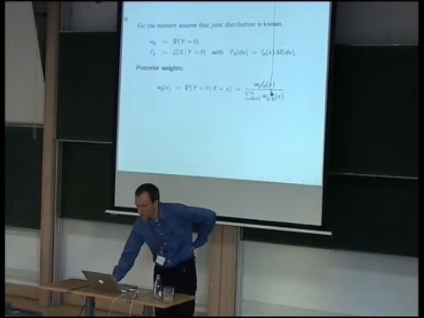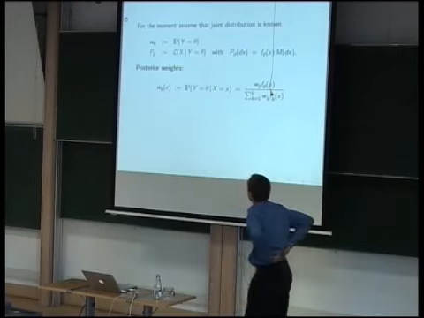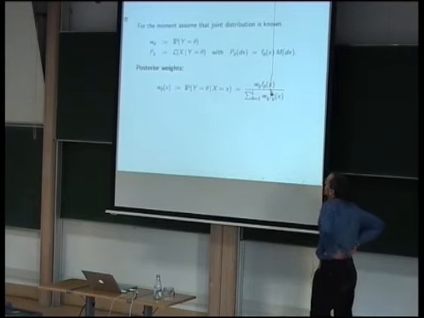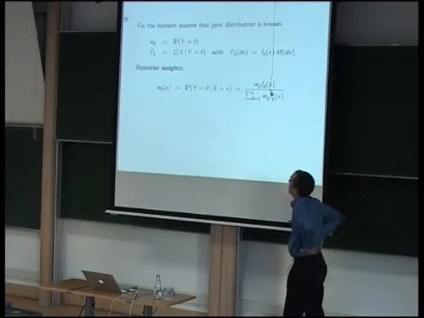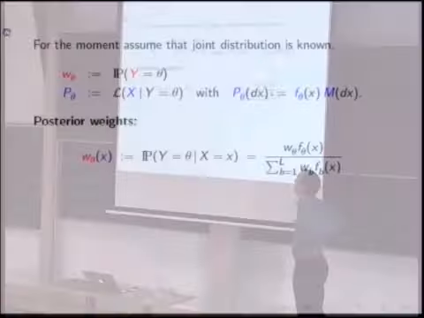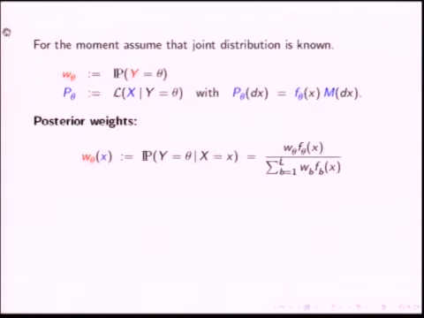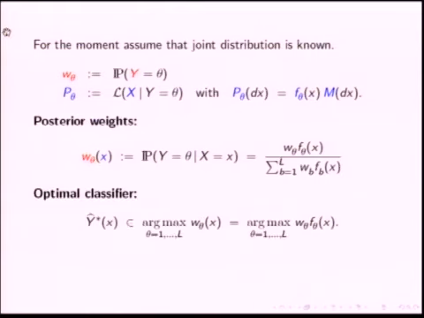Then, of course, you can compute posterior probabilities. So W theta of x is the probability that y is equal to theta, given that x is equal to lowercase x. And that's the usual formula. An optimal classifier is known to be the one which maximizes the posterior probability. And you don't need to normalize. You can just maximize prior probability times density.